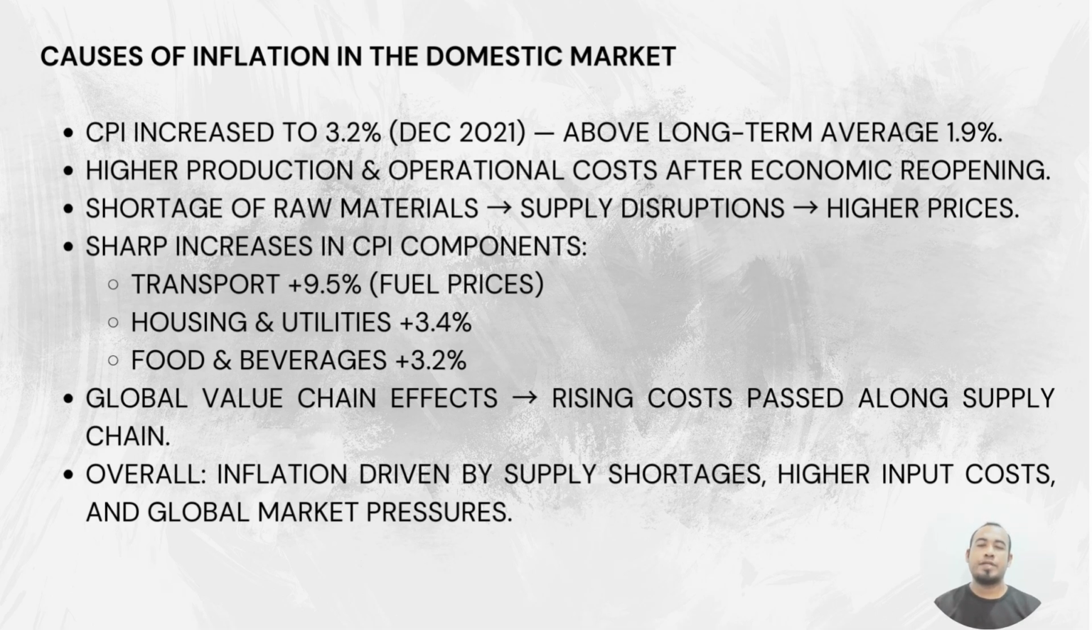And then next, we can see several major CPI components that recorded sharp increases. For example, the transport sector increased by 9.5%, mainly because of higher fuel prices. Housing and utilities increased by 3.4%, while food and beverage rose by 3.2%. These numbers show that inflation affects many essential goods and services.